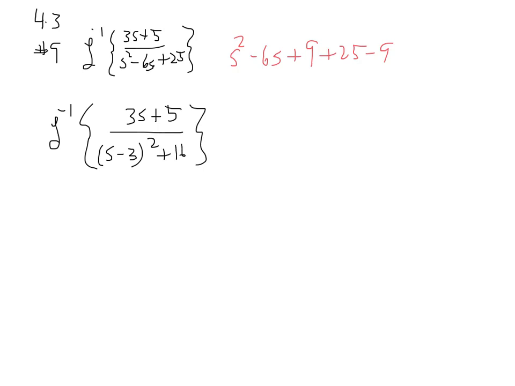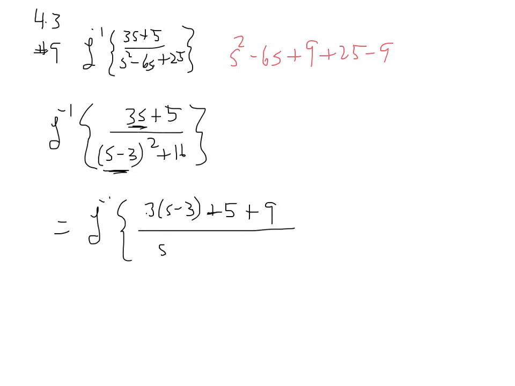Alright, now the deal is you've got to make your things match. Since we have an s minus 3 here, we've got to have an s minus 3 up there. So I'm going to write this as the inverse Laplace transform of 3 times s minus 3 plus 5. Now be careful here. I put a minus 3 inside my parentheses. 3 times minus 3 is minus 9. So I really did a minus 9, so I have to do a plus 9, over s minus 3 squared plus 16.